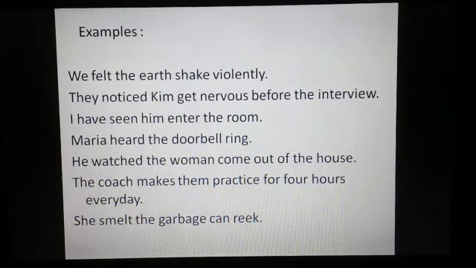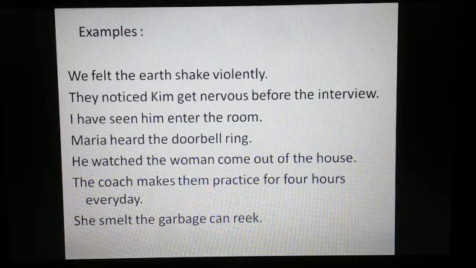Now let us discuss these examples according to the pattern. We felt the earth shake violently. We is the subject. Felt is the second form of the verb. The earth is the object, and shake is the bare infinitive, the base form of the verb. Violently is the adverbial.